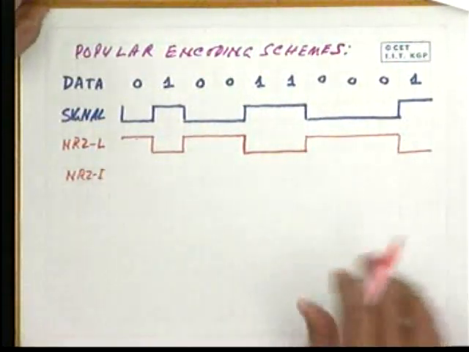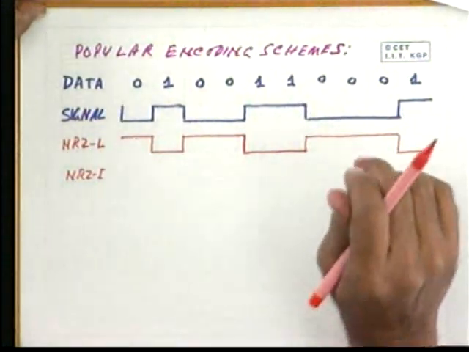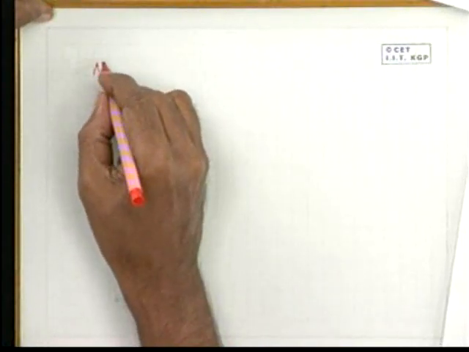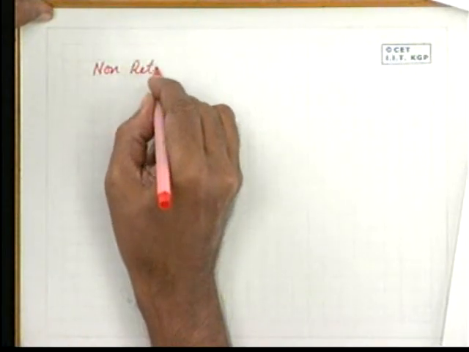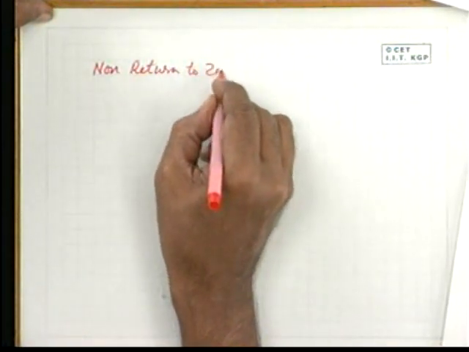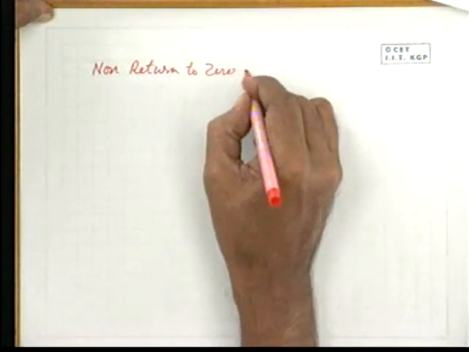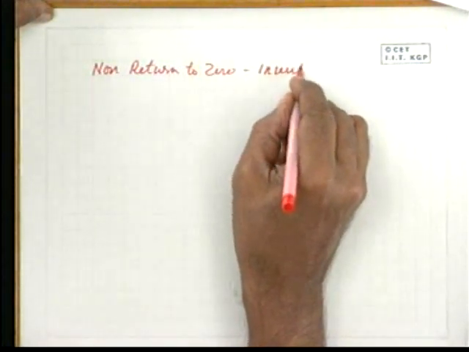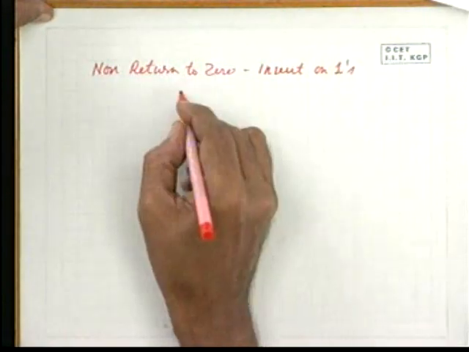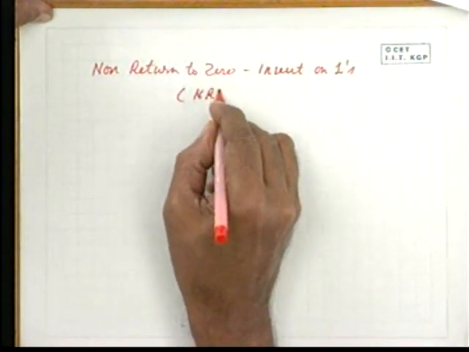NRZ-I. In this case, whenever there is 0, there is no signal, and in case of 1, the signal is inverted. That's why it is called non-return to zero, invert on ones, or in short NRZ-I.